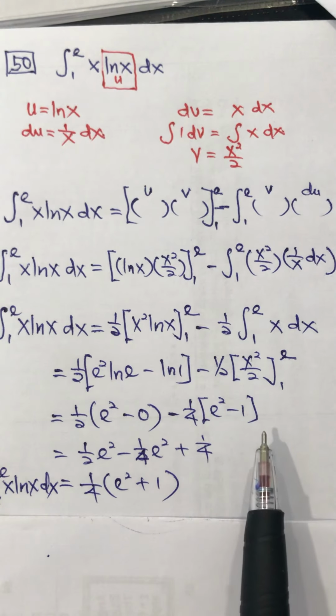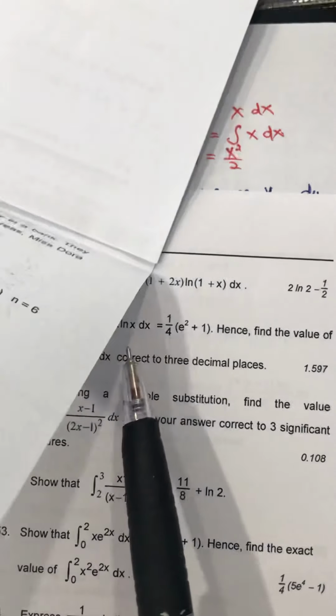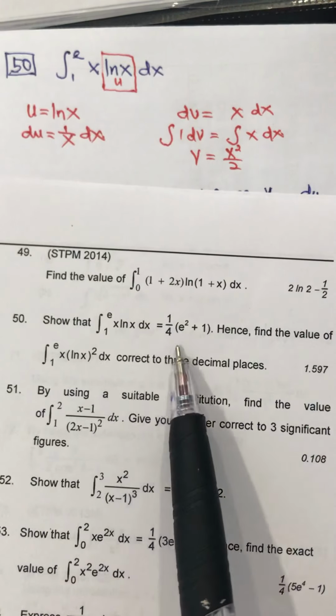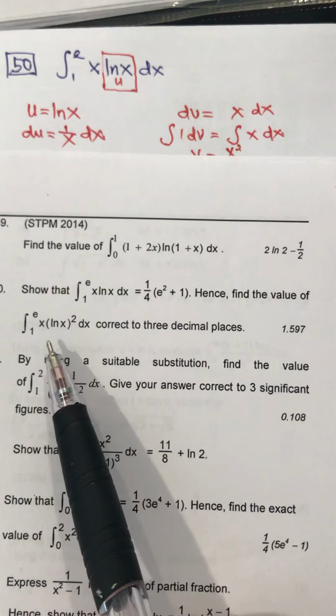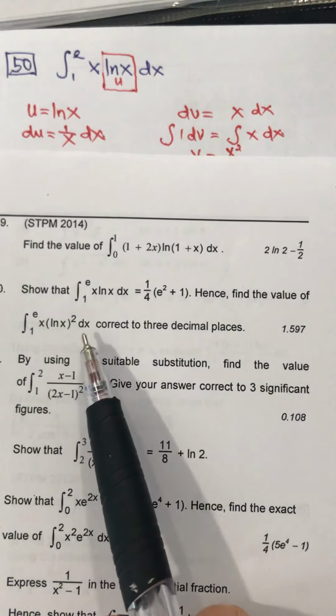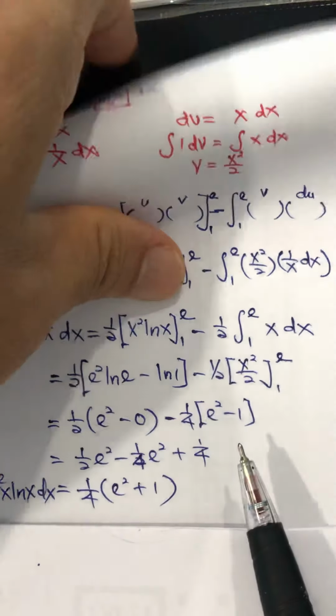Okay, so this is the first part where you are asked to show, isn't it? You are asked to show this. And then hence find the value of this. Now you want to find this value. So how to do this? Okay, we want to show. Now you come to this.